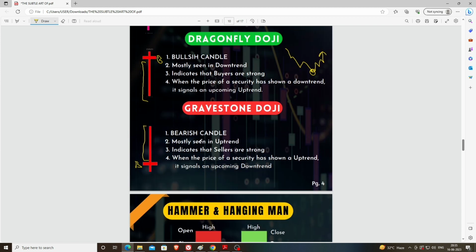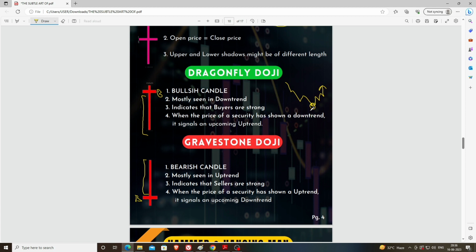So the bearish candlestick, this one, is mostly seen in uptrend. What happens is that when the market is going down and a particular candlestick is formed at the end of the downtrend, it symbolizes the uptrend. And this type of candlestick will be formed when the market is going up like this, and at this part it will be formed, which will signify that the market will go in a downtrend for the next period of time. So it is mostly seen in uptrend, indicates that sellers are strong, and when the price of a security has shown an uptrend, it signals an upcoming downtrend.